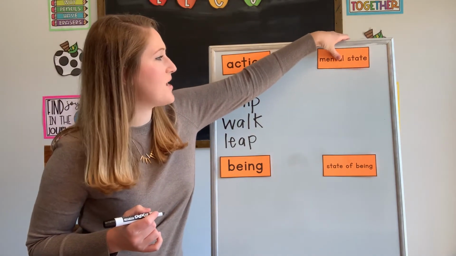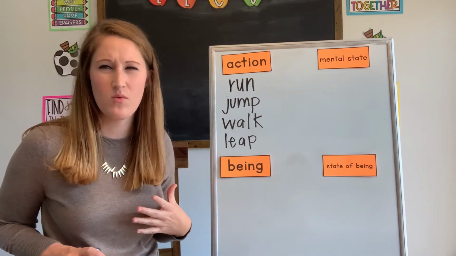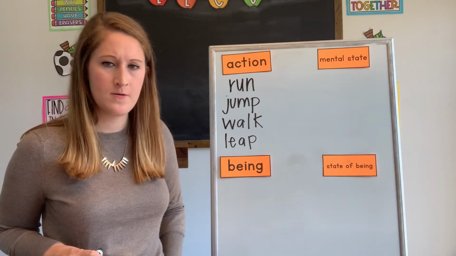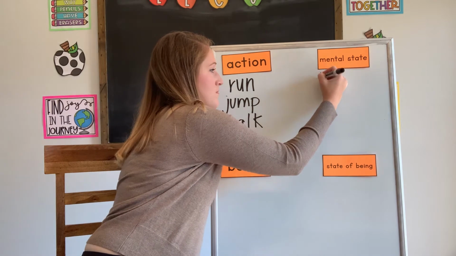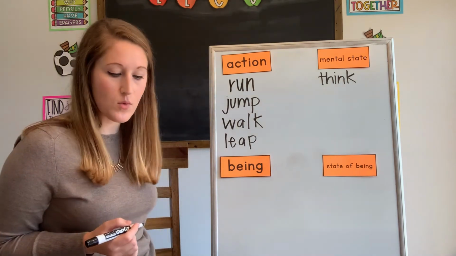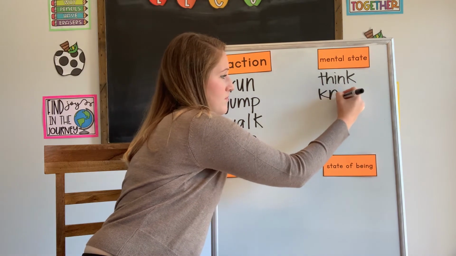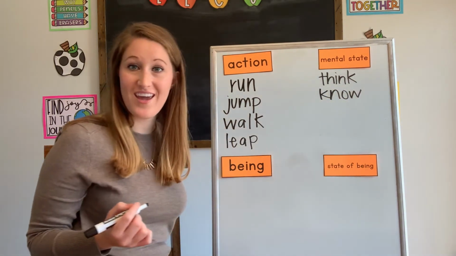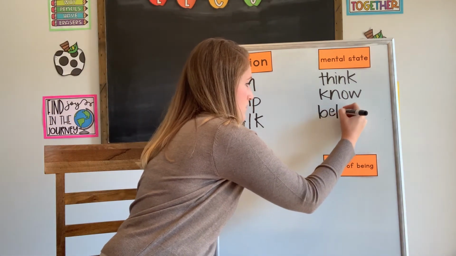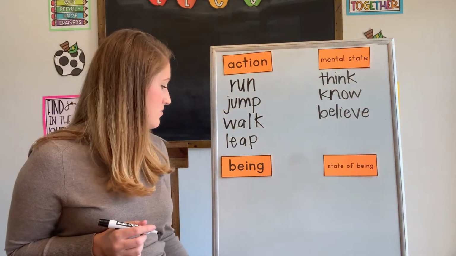Now, the next one is mental state. So those are the ways that we think, right? What are we thinking? How do we think? What's our brain doing at certain times? Good, it's thinking. It can think. What else can it do? It might know something. We know the answer. Good, believe. Good. Those are all great mental states.